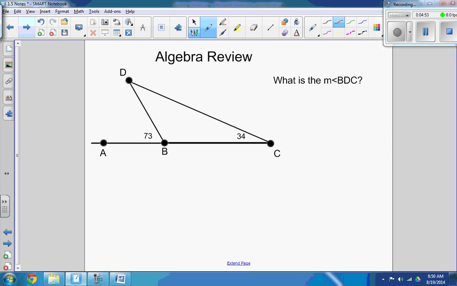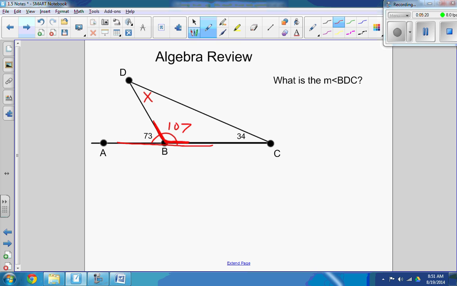Now let's look at this one. We were given this triangle, and we also notice here we've got a linear pair. Remember, linear pair adds up to 180. So to find this angle, 180 minus 73 gives us 107. So I'm looking for angle D.